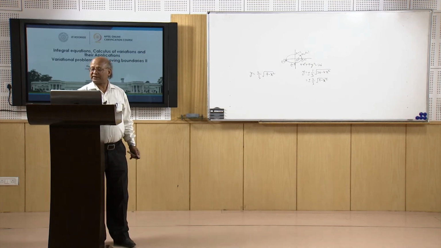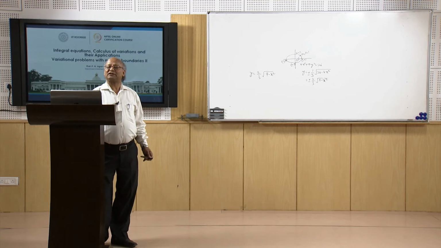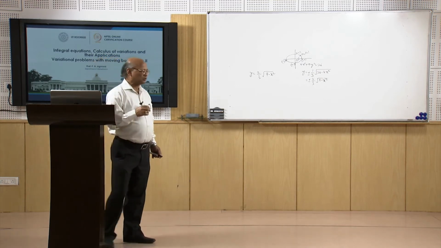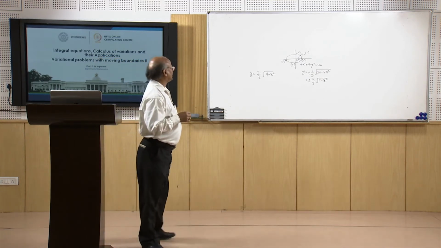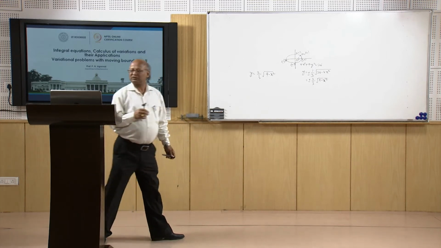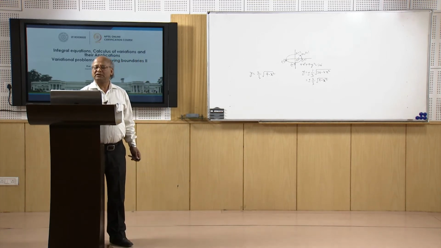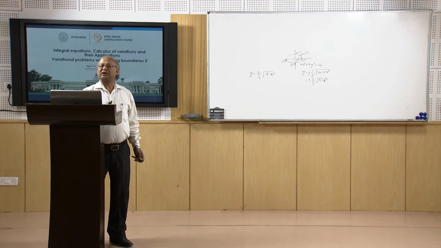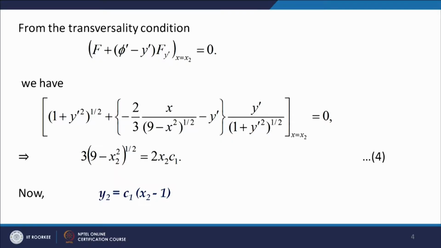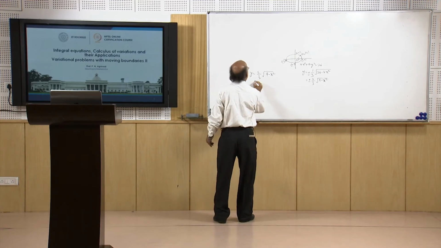and we call it phi(x). Now from the transversality condition, because (x2, y2) lies on the curve, that is the ellipse, it will satisfy the transversality condition [F + (phi' minus y') F_y'] at x = x2 equal to 0. Here F is equal to (1 + y'²) raised to the power half, and phi is y = phi(x).